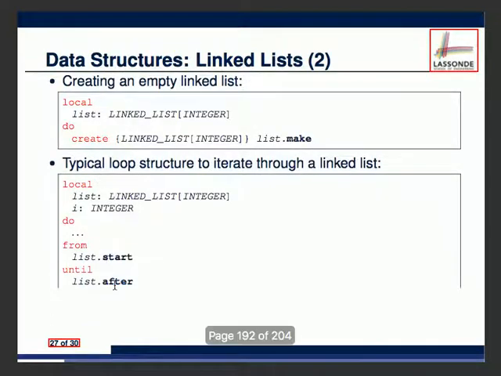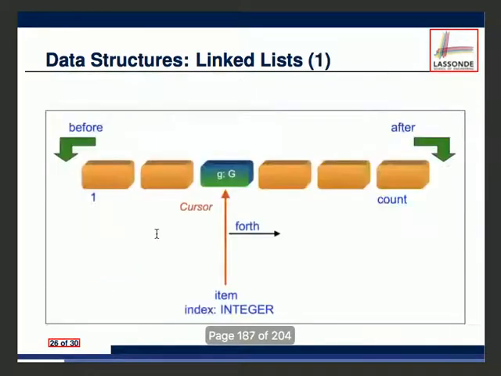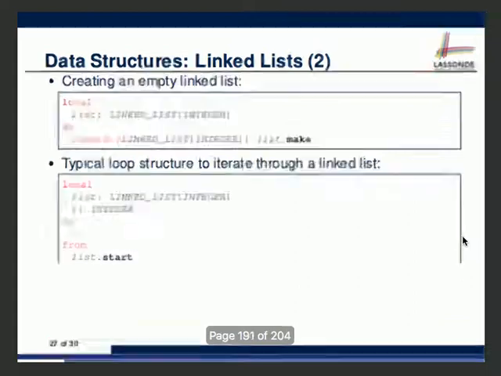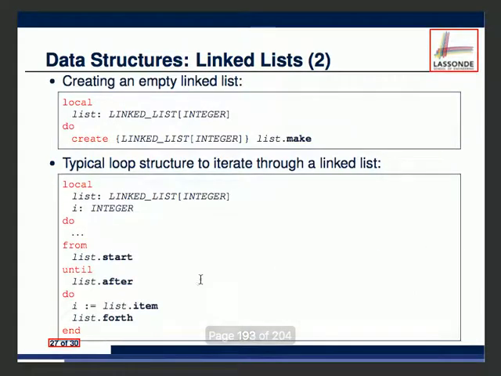And then until, we're going to go from left to right, until the cursor is currently pointing off the boundary on the right-hand side, which is the after over here. We're going to start from here, go to right, go to right, go to right, until we are after, from left to right. And then every time, if you want to move a little bit to the right, you can say forth, which means I go forth.